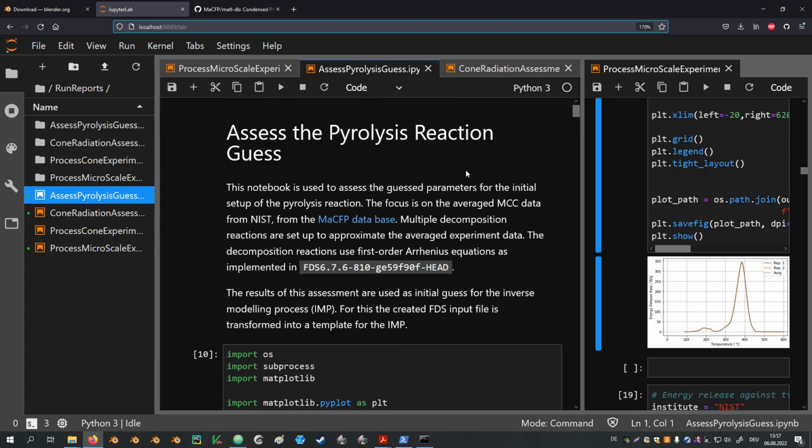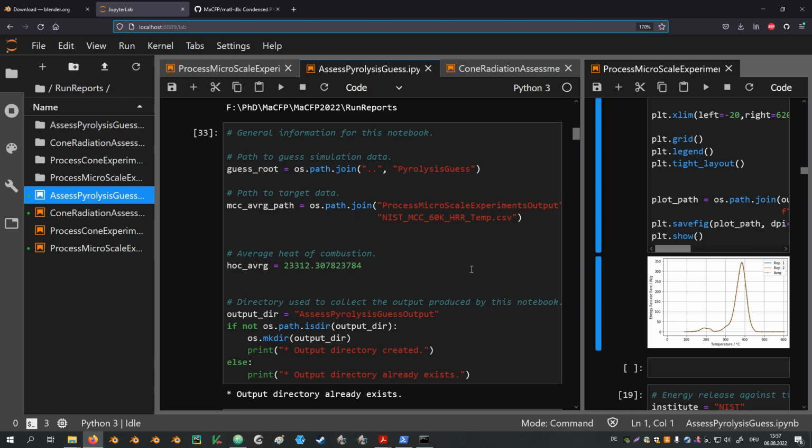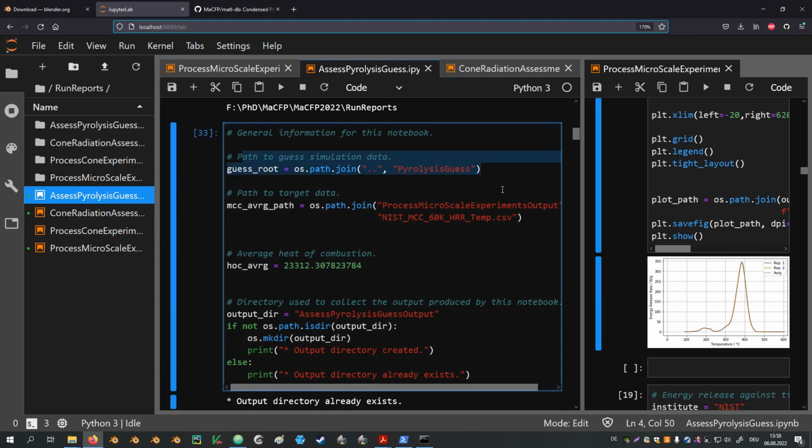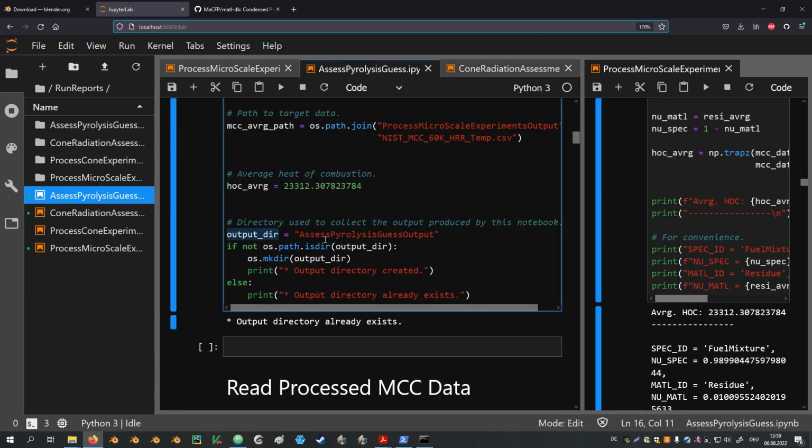Back in the notebook we have a brief look at the top. Again, in the beginning we just import a couple of packages that are necessary for processing the information. This is then followed up with a cell that contains general information for this notebook. First a path is set up pointing towards the simulation directories, which is followed by a path that points to the processed MCC results from the other notebook here. For convenience I've also copied over the average heat of combustion. And finally an output directory is created.